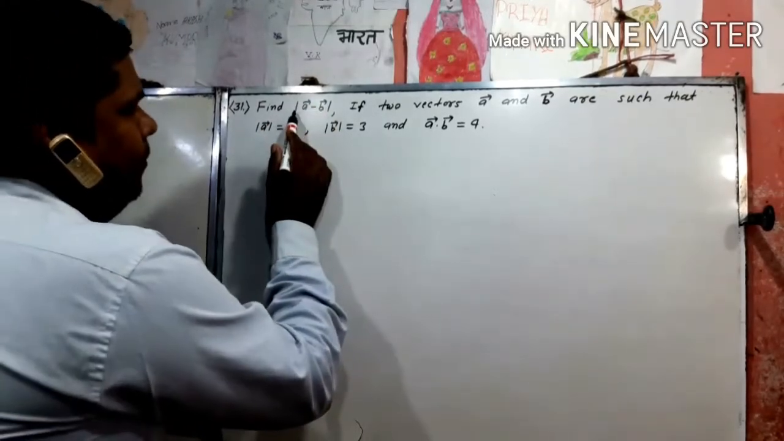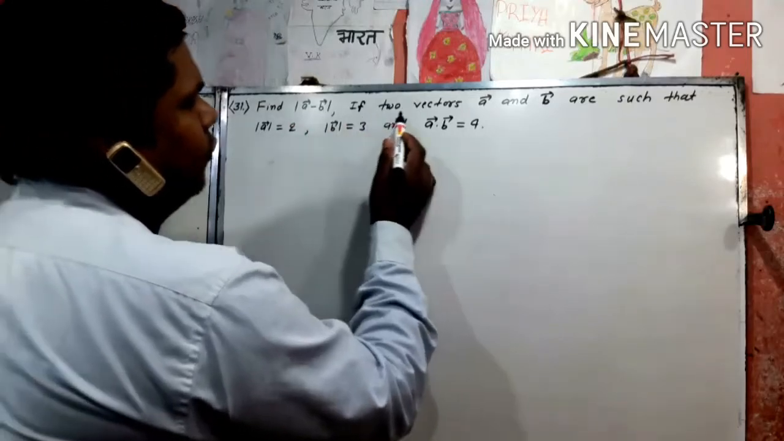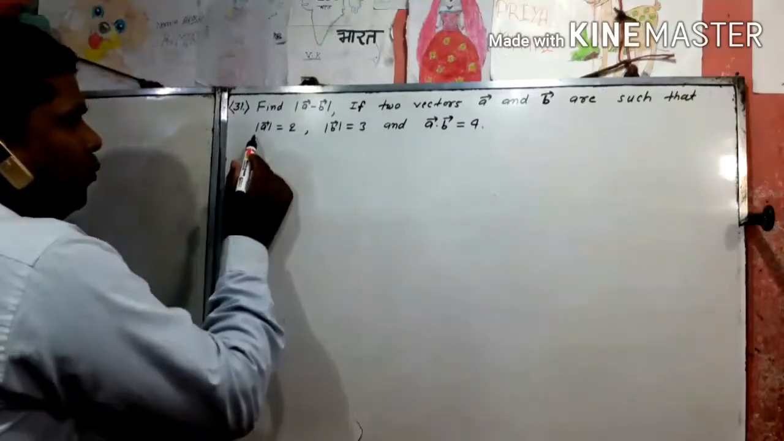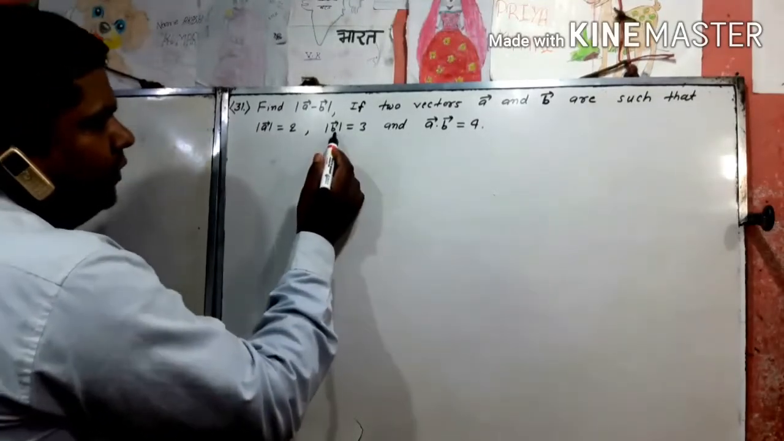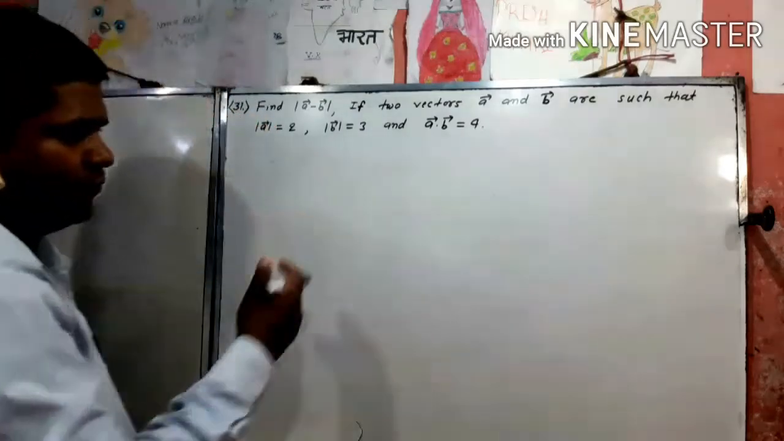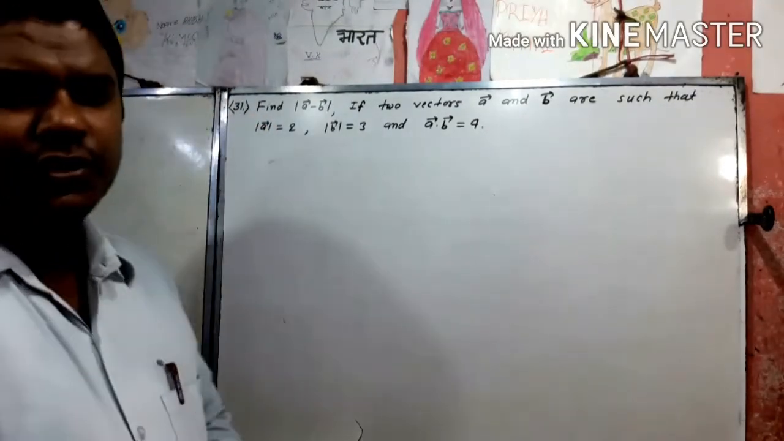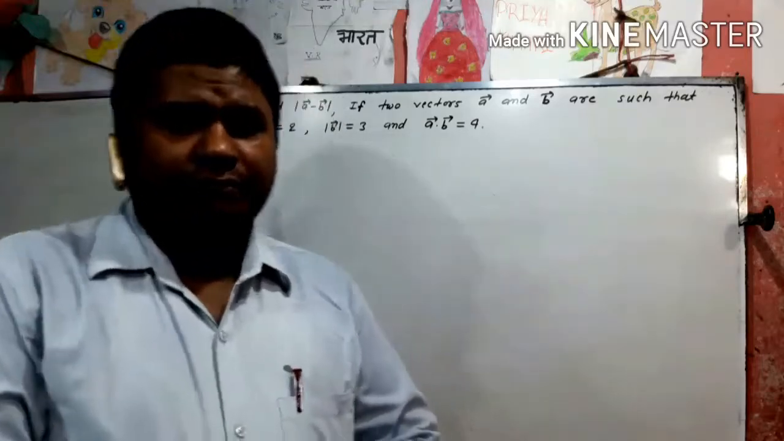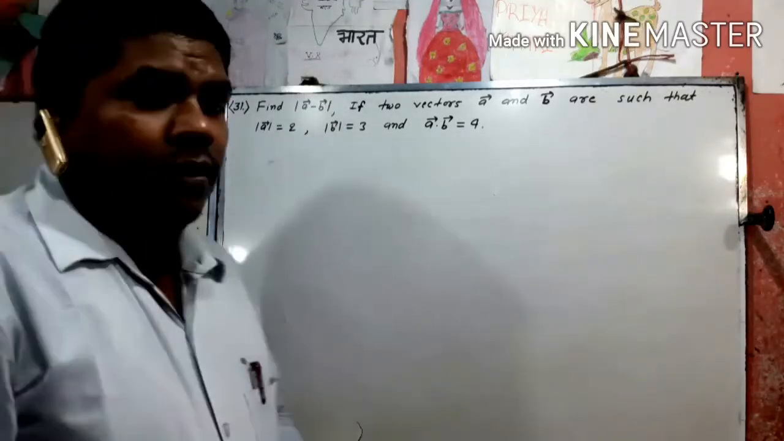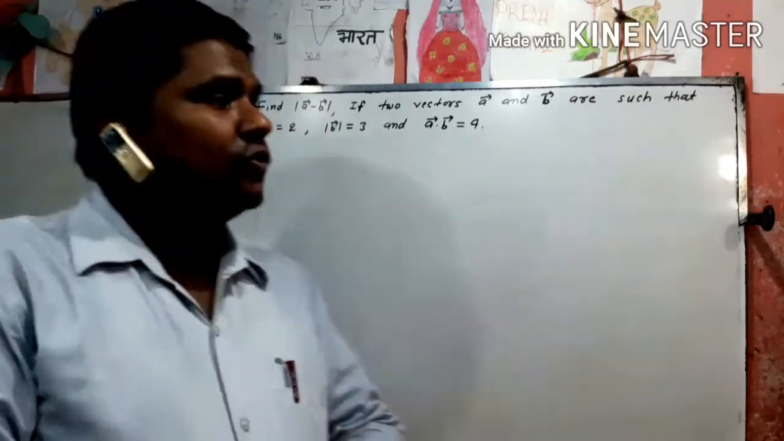Question 31. Find mode of a vector minus b vector if two vectors a vector and b vector are such that mode of a vector is equal to 2, mode of b vector is equal to 3, and a vector dot b vector is equal to 4. For solving such a question, we think how we can solve this question.